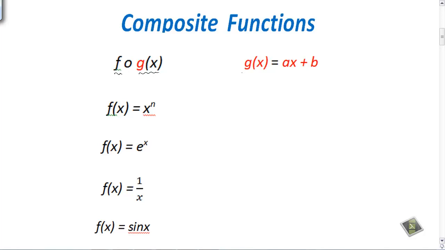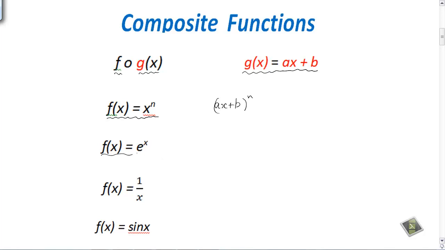And here's the common function that they're all composites of. The linear function ax plus b. Because if we apply f of x, where f of x is x to the n, to this function, we will have ax plus b to the n, won't we? That'll be our fog, our f operated on g.